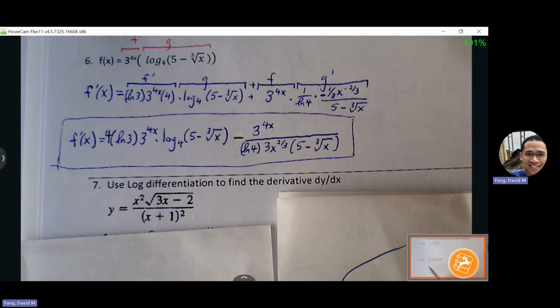After 4 times natural log of 3, why would you do 3 to the 4x instead of just 4? How did you get the 3 to the 4x in the first place? Like, why wouldn't it just be 4? Well, let's see. It's f prime g plus f g prime. So my f function is just copying down my f expression, right? Is that your question? Like why that 3 to the 4x is there?